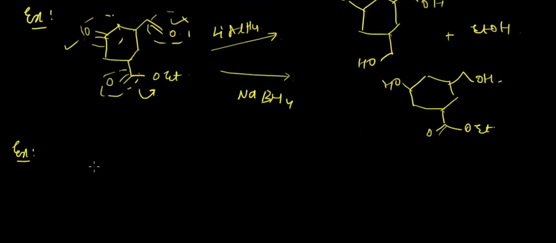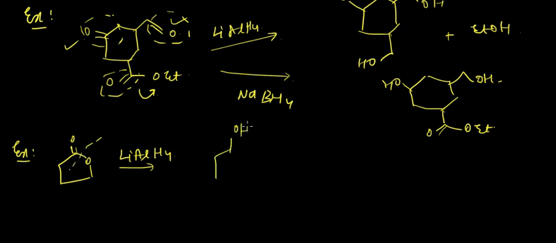So let's discuss another example. We have something like this, and we are passing it through LiAlH4. So what would the product be? With H minus on both sides, we will get something like this.